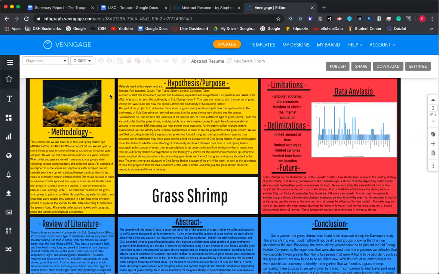Our collection method for the grass shrimp was to get a net and filter through the bay water to catch them. Once they were caught, they were put in a test tube to be stored in ethanol to preserve the species for later DNA barcoding to determine the species found. All samples collected are labeled with our group name and latitude and longitude coordinates.